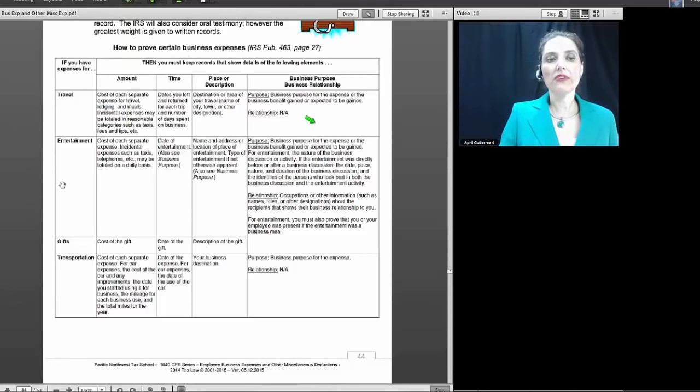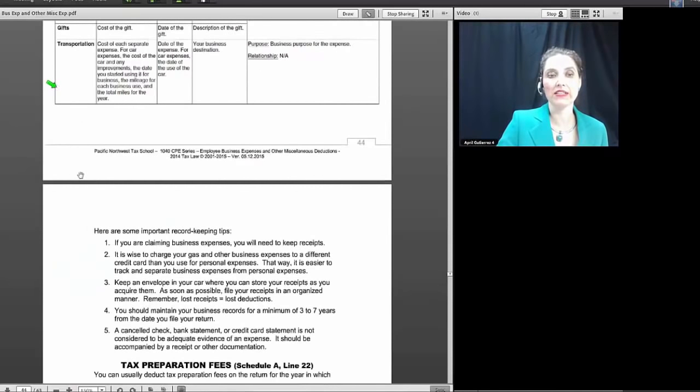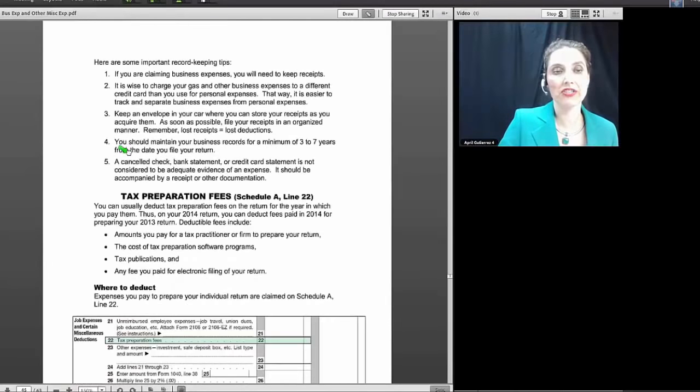When we go through the other categories of entertainment, gifts, and transportation, it's all looking for similar information, and you can see that each of these record-keeping activities is an activity that goes on Form 2106. So if you attach Form 2106 to your return, and you are selected for audit, there's going to be some scrutiny going on for these categories of expenses. And believe me, they'll scrutinize the education expense as well.